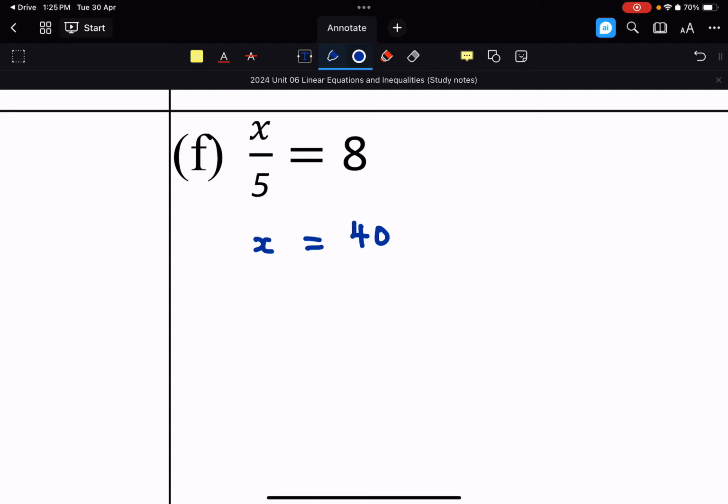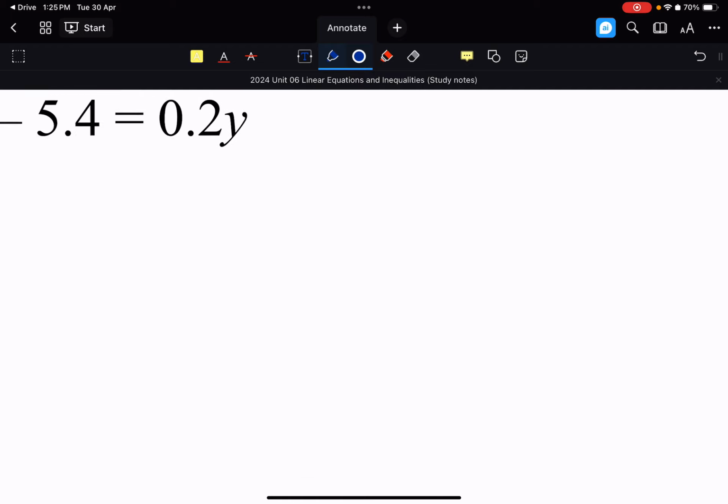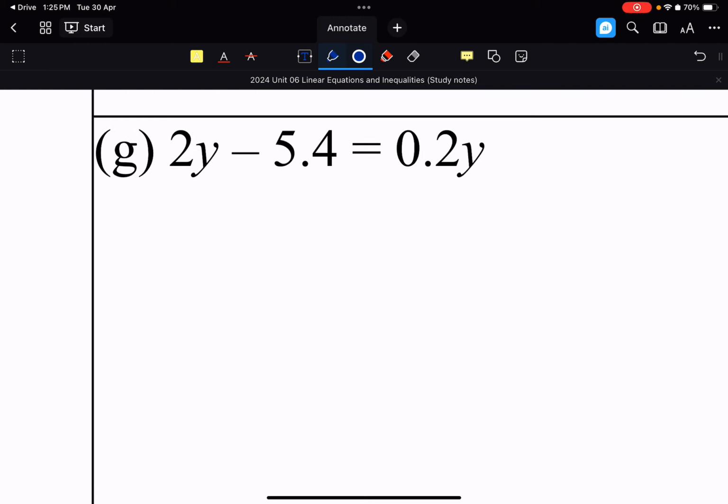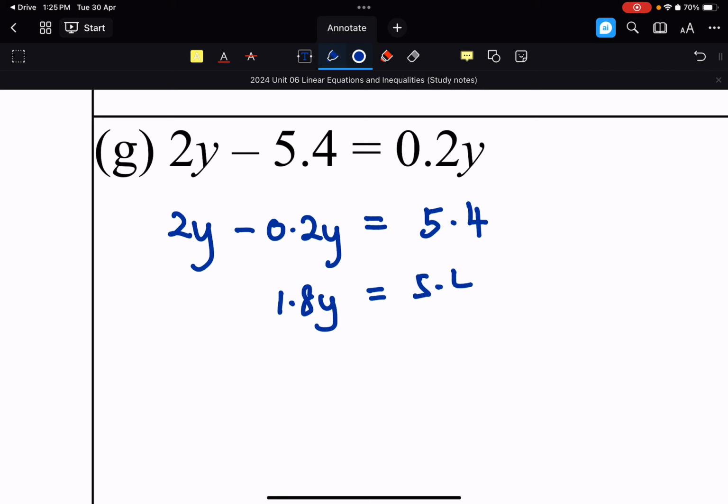Now, what happens if we have some decimals, like the next example? Well, it works the same way, right? So we have 2y, and then I'm going to subtract 0.2y on this side, and on this side, I'm going to add 5.4. So it balances out in this manner. That means 1.8y is equal to 5.4. So y is equal to 5.4 divided by 1.8. So y is equal to 3. Right, so I hope you have some success with the classwork.